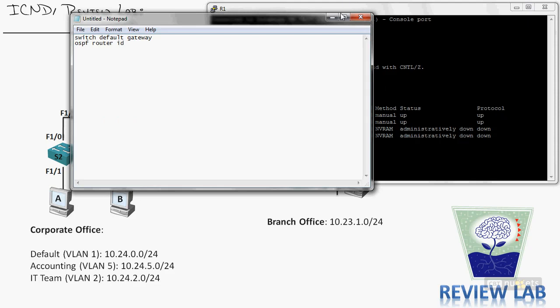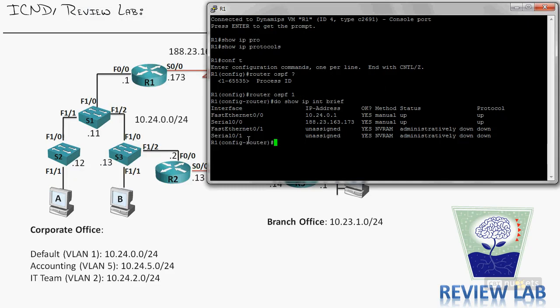You might remember from ICND1, the router ID is essentially the name of the OSPF router. By default, it will be the highest IP address on the router. So if I left everything as is, the router ID would be 188.23. Now, the problem with leaving that default algorithm is if you add interfaces in the future, the router ID could change and break stuff. So the best practice is to hard code. I'm going to make that a requirement of the lab. Hard code the router ID to 1.